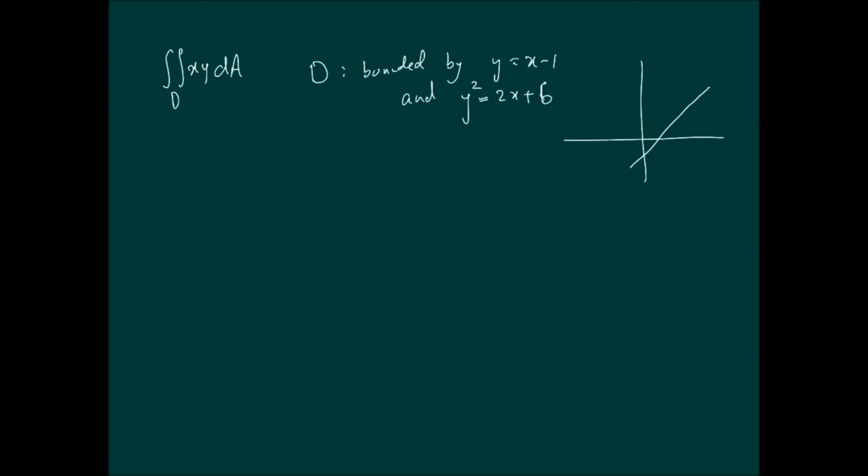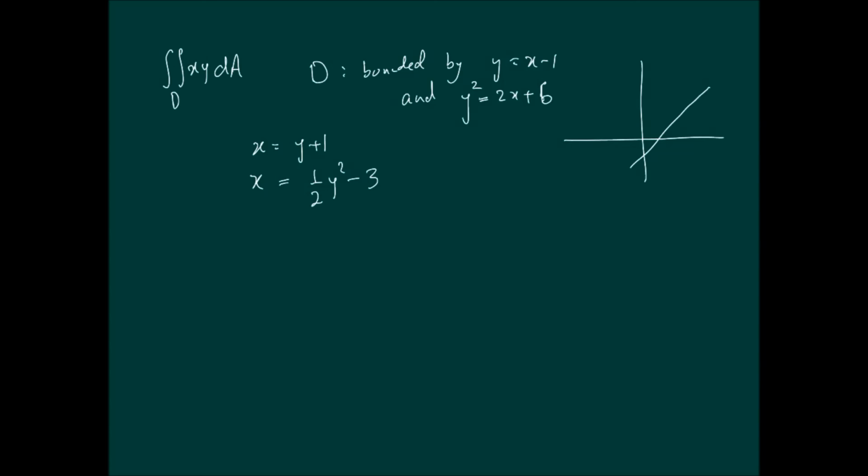Okay, so hopefully you get that. So let's look at this example. The double integral over D of xy dA, where D is bounded by y = x minus 1 and y squared = 2x plus 6. So basically what we end up with, the best way to do this is as a type 2 region, which means x is equal to y plus 1, and then x is equal to half y squared minus 3. Okay, so now the only thing you have to figure out is which region is to the left and which region is to the right.